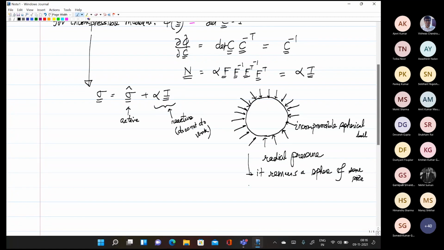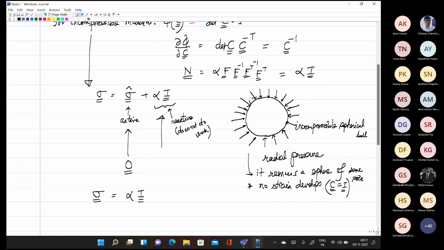Okay, this also means no strain develops, isn't it? Because F is identity, therefore C is identity. So what happens then to this active term? Because it has to come from the derivative of the Helmholtz energy with respect to C. In that case, this active term will be 0, but this is still something we don't know what it will be. So this then becomes alpha times identity.